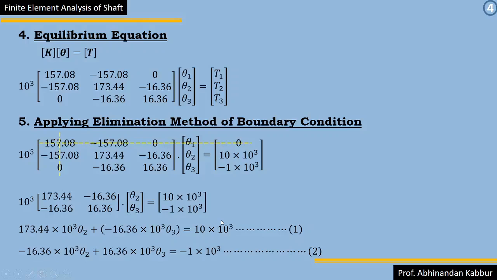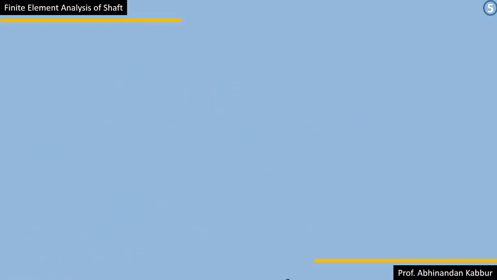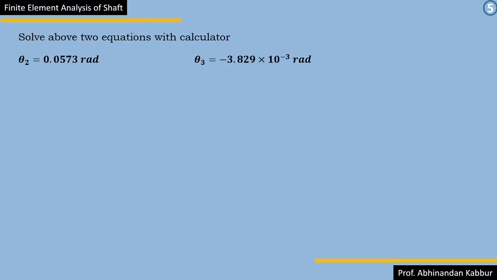Similarly, when I go with the second row values, I am going to get the second equation. When I use the calculator and solve these two, I'll get the 2 unknowns, that is theta 2 and theta 3.